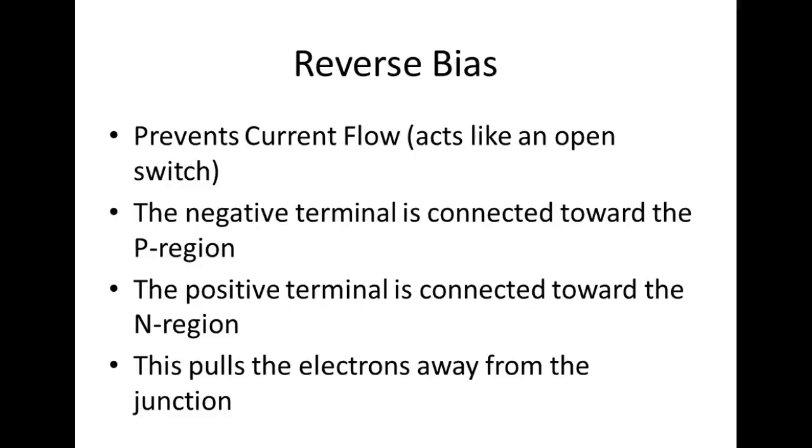To prevent current flow, it acts like an open. The negative terminal is connected toward the P region. The positive terminal is connected toward the N region. And what we're going to do is pull the electrons and the holes away from the junction. So what's going to happen is we're going to increase the barrier. Y'all understand that? And it's going to be equal. Now the barrier will be equal to the applied voltage.